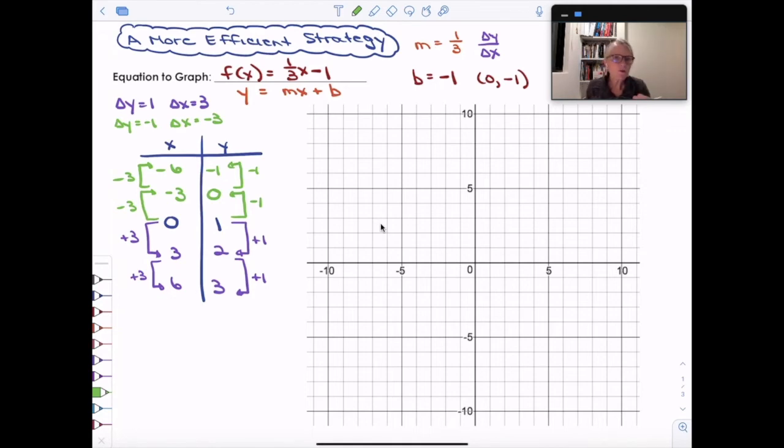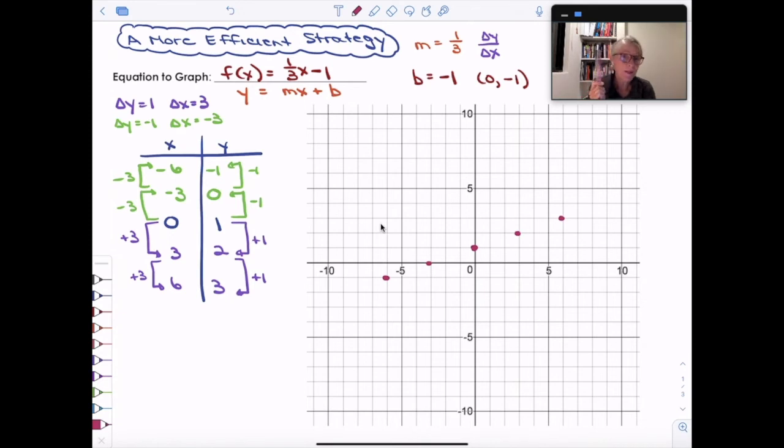Once you get into this pattern, you can generate your table of values really quickly. So let's plot these points. I'm going to start again with my anchor point, 0, -1, and then I had 3, 0, 6, 1. Hope you caught that. -3, -2, -6, -3. Got those points so quickly.